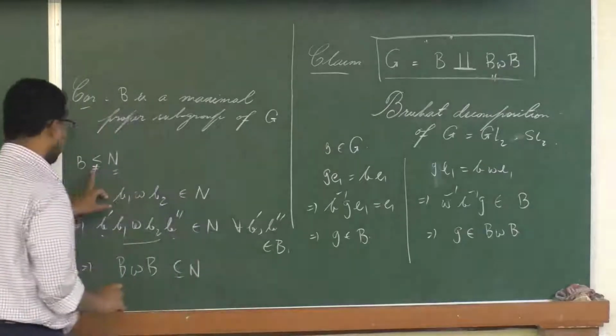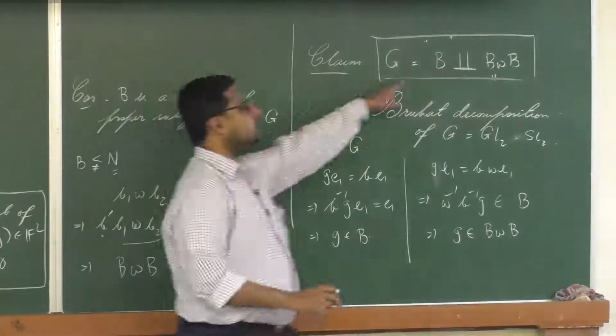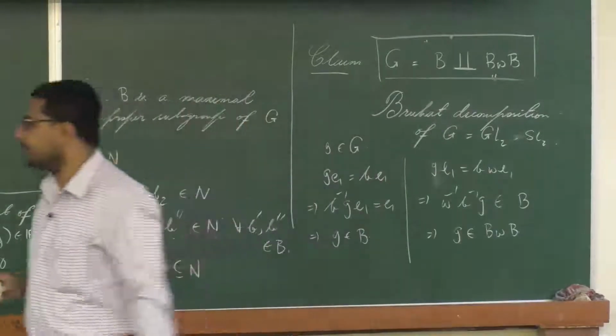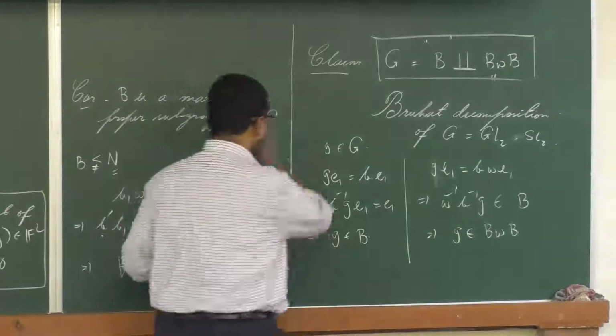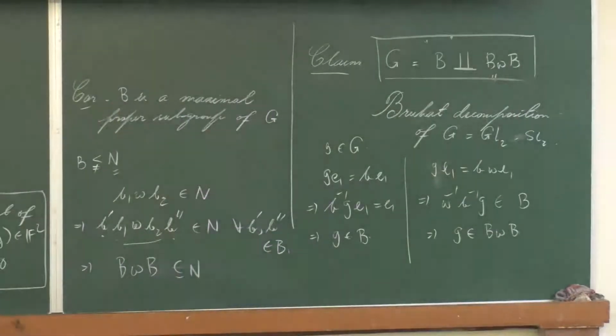Now N already contains B and N also contains this, so from this decomposition it is clear that N equals G. So thus from this decomposition, as a corollary, it follows that B is a maximal proper subgroup of G. Okay, so now we will move on to some other actions.